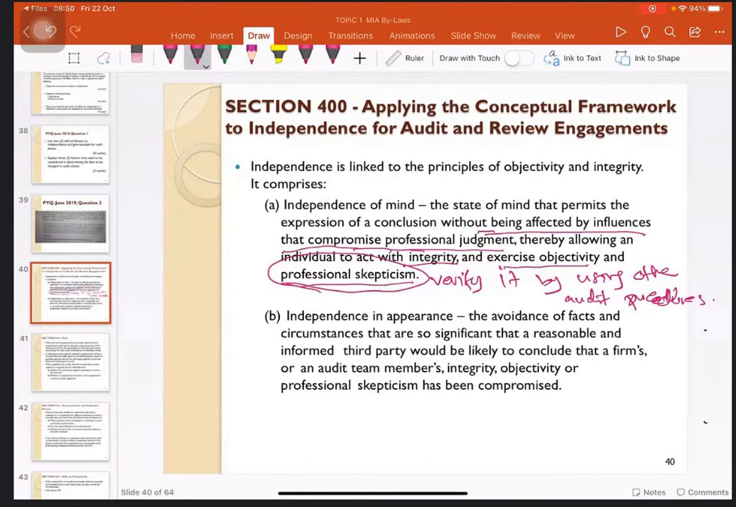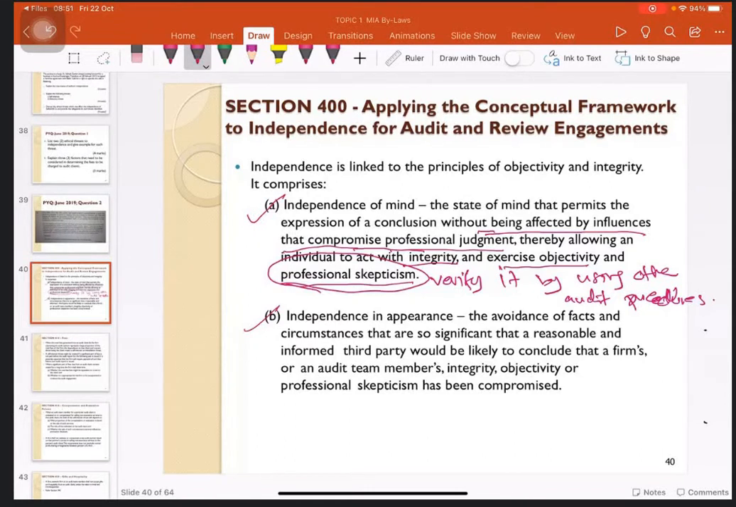Okay, that one is independence of mind. Another one is that the auditor also needs to be independent in appearance, okay. What independent in appearance means is more on the third party perception, or how the third party or the public look at you, whether you are independent or you are not independent, okay. So basically when we say independent in appearance, you cannot be too close with your client. You cannot have a close relationship, blood relationship, okay. Or you cannot do some activities with your client because all those things will impair your independence, okay.